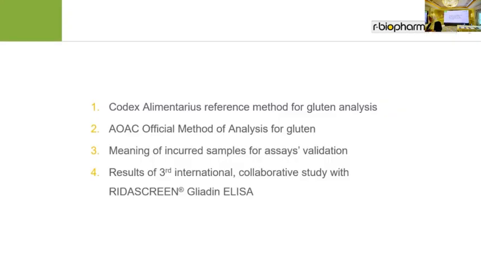Therefore, we will first look at the Codex Alimentarius reference method for gluten analysis. Then we will go over to the AOAC official method of analysis for gluten. In this context, it's important to have a look at the meaning of incurred samples for assay validation. And my last topic will be the results of the third international collaborative study with the RIDASCREEN Gliadin ELISA.